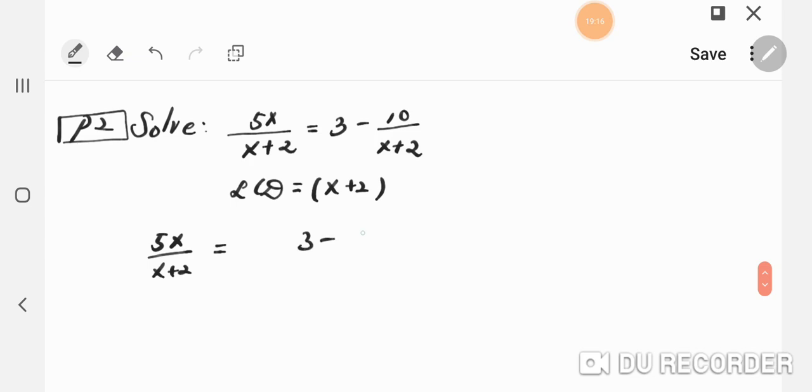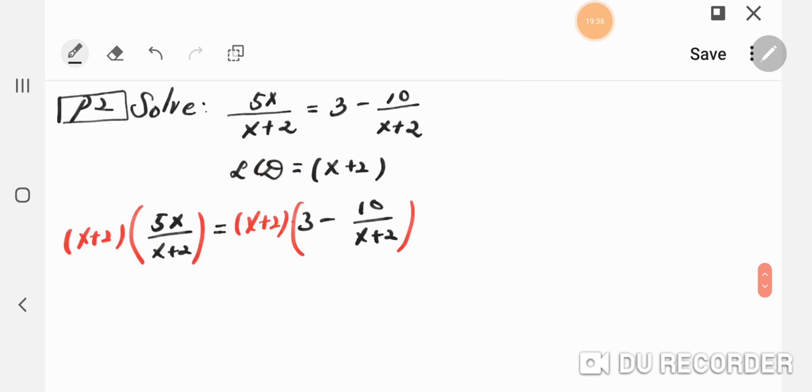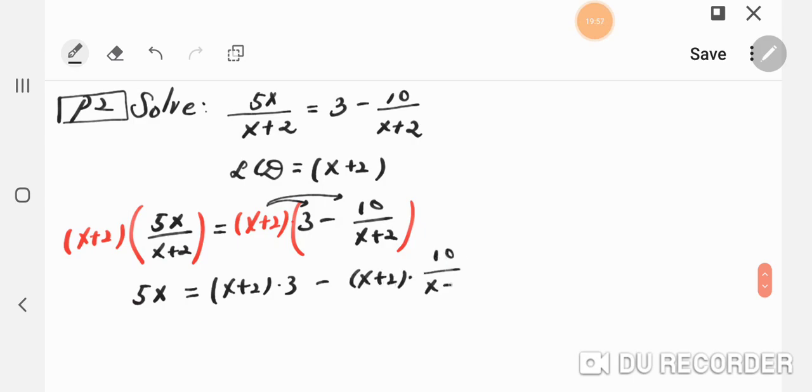Let me write the equation. And then we will multiply each side of the equation by the LCD. You can multiply each term in the equation by the LCD. The left side will be just 5x because x plus 2 cancels out. And the right side, use the distribution property, so x plus 2 times 3 minus x plus 2 times 10 over x plus 2.